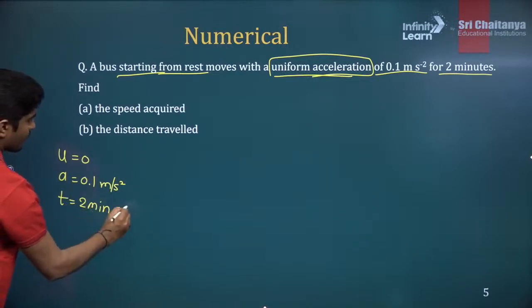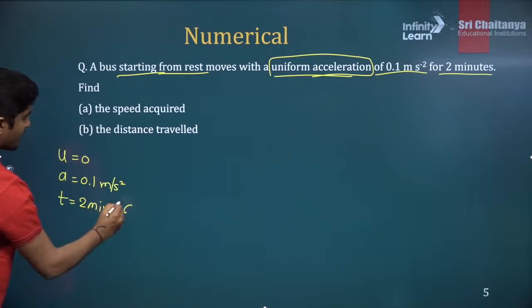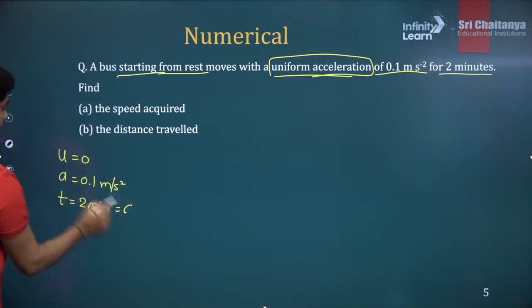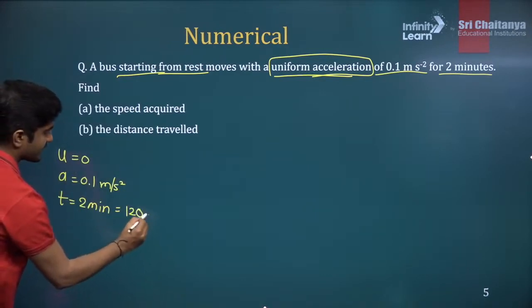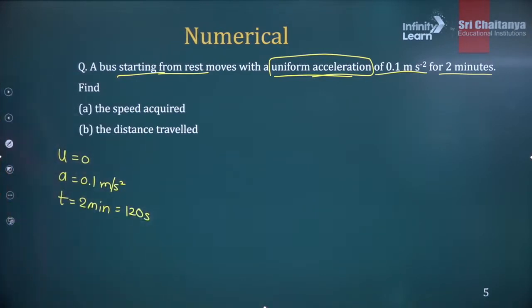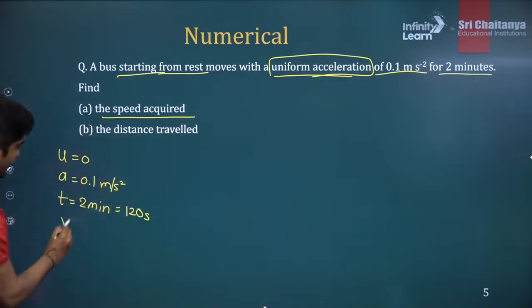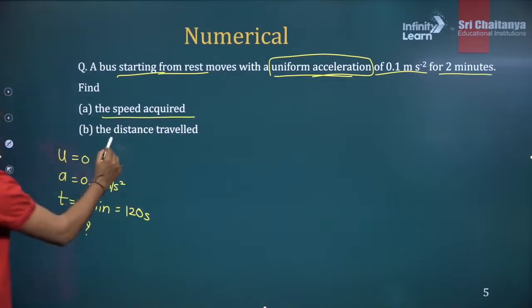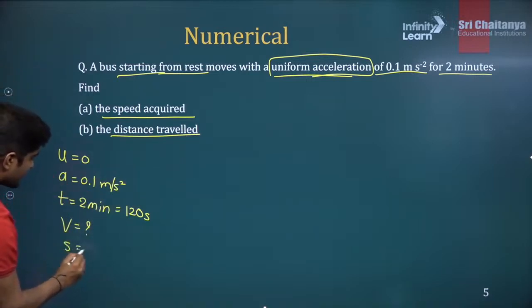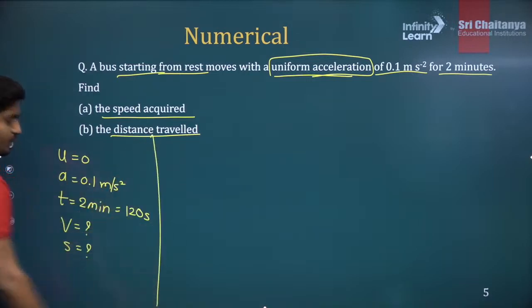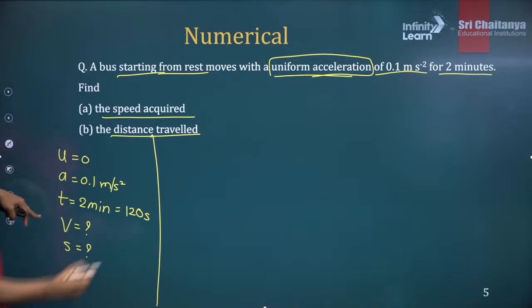2 minutes is how many seconds? 60 multiplied by 2 is 120 seconds. Yes, nice Pallavi, correct. You are 12 meter per second, nice, great. So we want to find the speed acquired, that is the final velocity, and distance traveled. So let's find out. Okay, we can use, let's suppose, first equation.